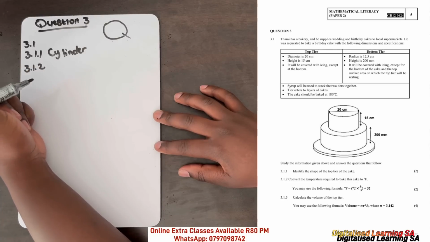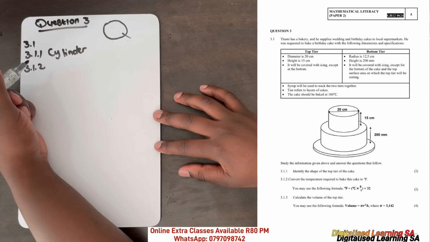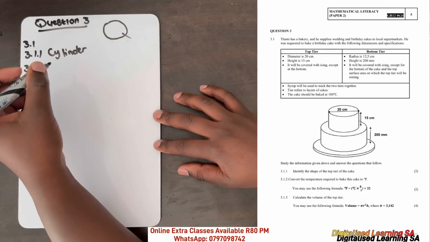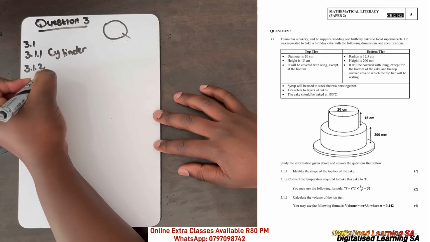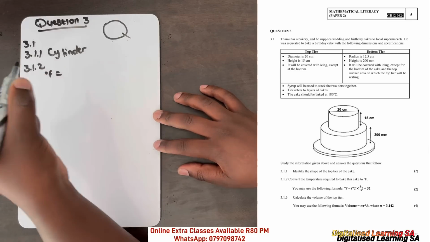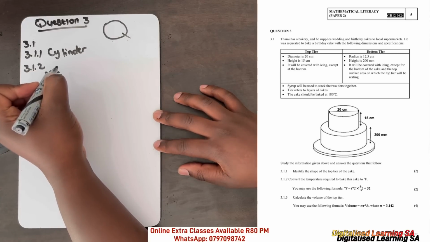Okay, so now let's move to the next question, which is question 3.1.2. Question 3.1.2 says convert the temperature required to bake this cake to F, which is Fahrenheit. So this is very straight to the point. If we look at the information that we are given, we are told that the cake should be baked at 180 degrees Celsius.